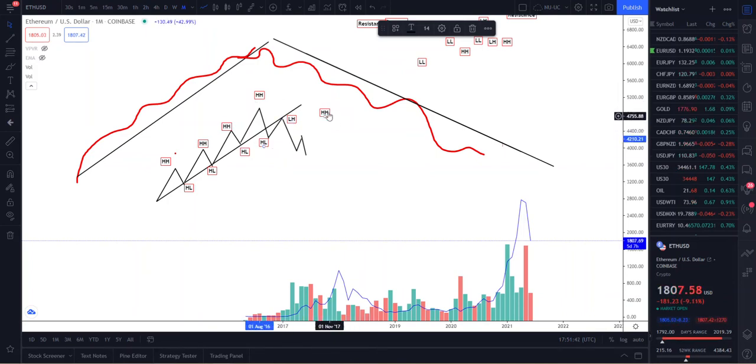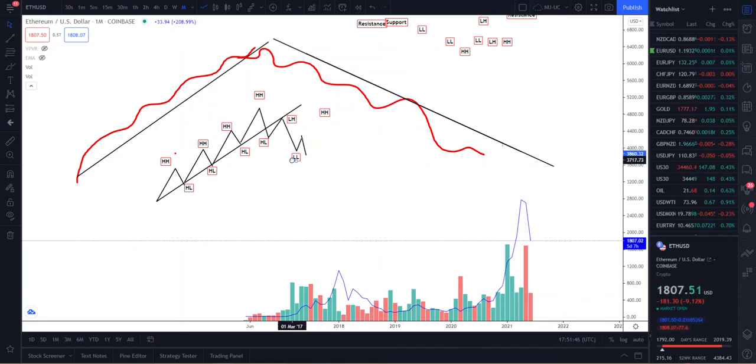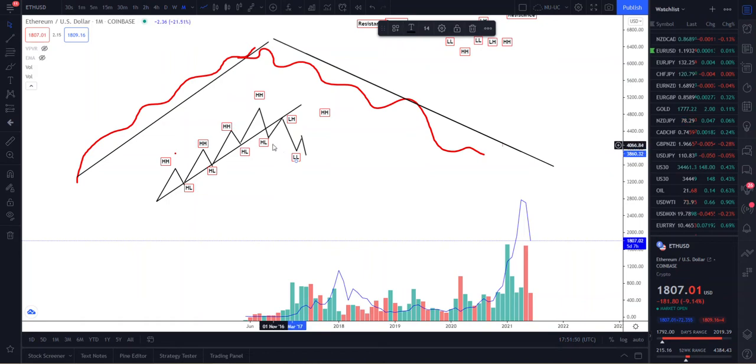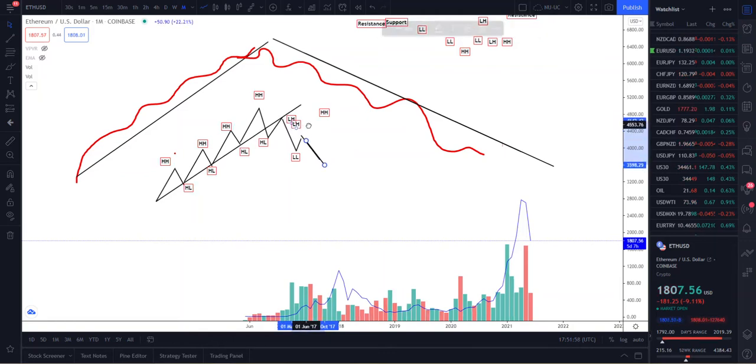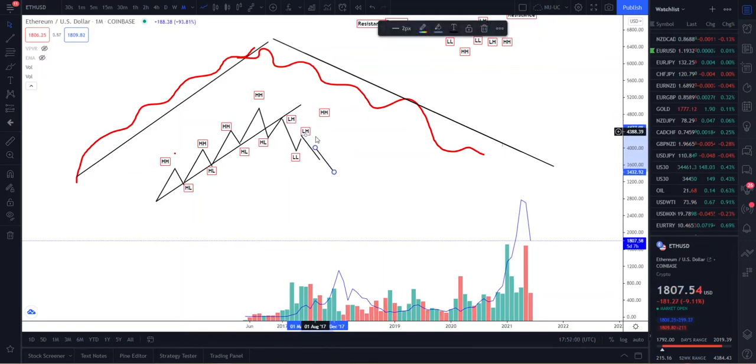Now, the next thing formed is what we call a lower low, because now this low, this point that is low, is lower than the previous low. Lower low, lower high.